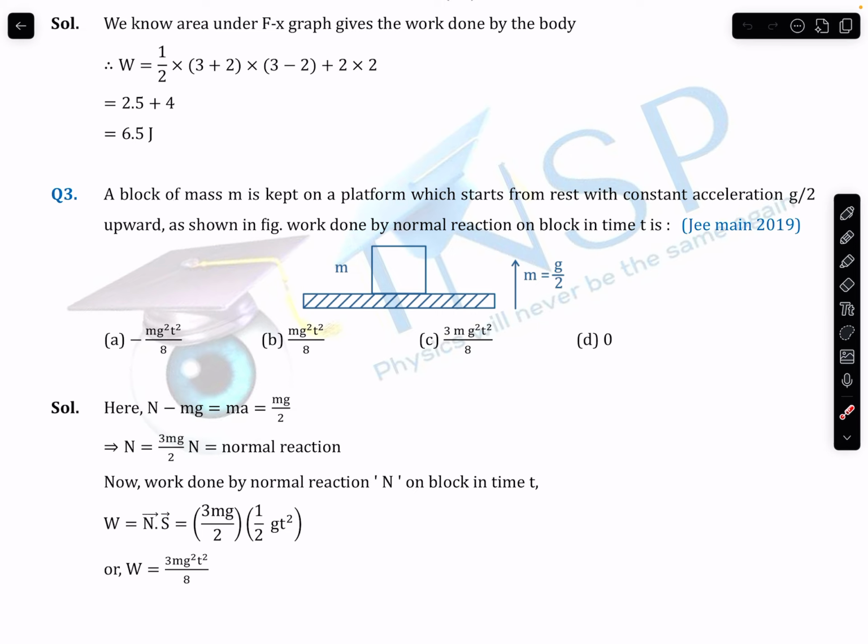But again, to calculate the work done, you need to come to the ground frame. So the N value is m times g plus a. So 3mg by 2 is the normal reaction, and displacement is half a t squared. So just take this dot product, and you will get the work done as 3mg squared t squared by 8. It's such a simple question.